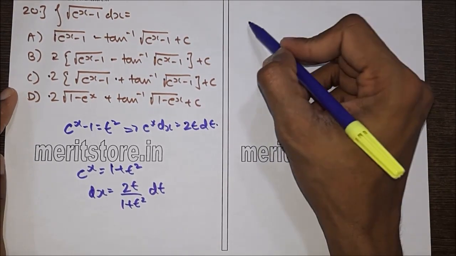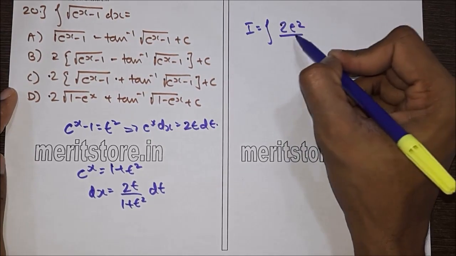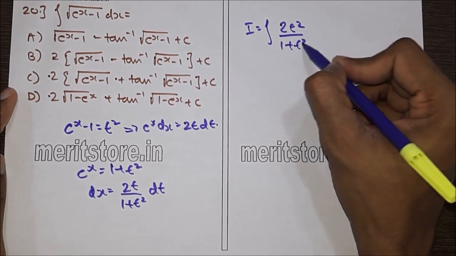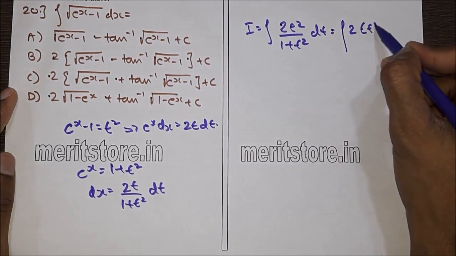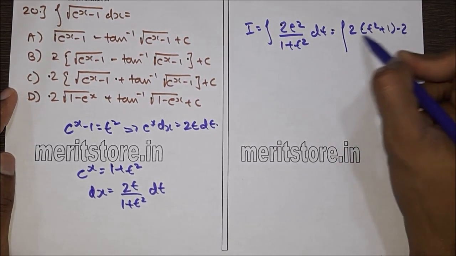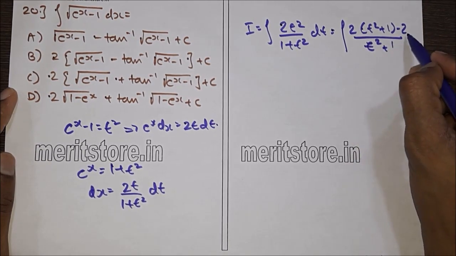Further, we can write I equal to integral of 2t square upon (1 plus t square) dt, which is equal to 2 into integral of (t square plus 1 minus 1) upon (t square plus 1) dt, which is 2 integral of (1 minus 1 upon (t square plus 1)) dt.